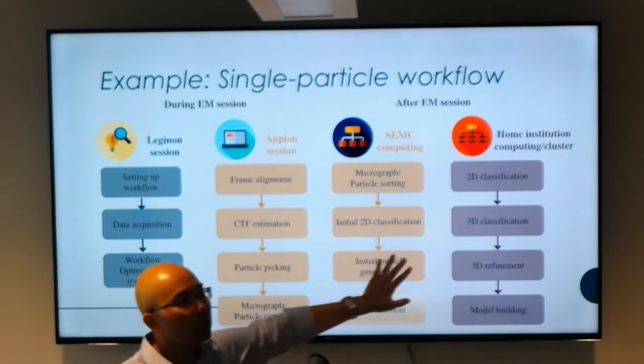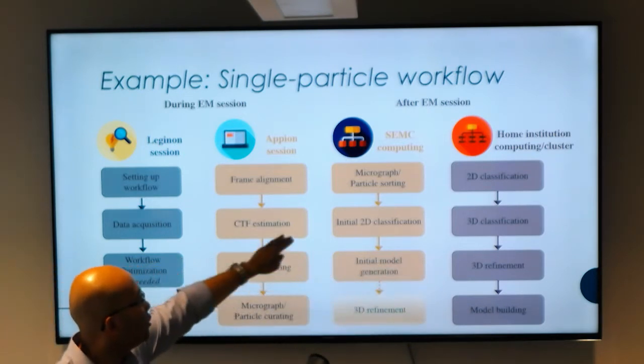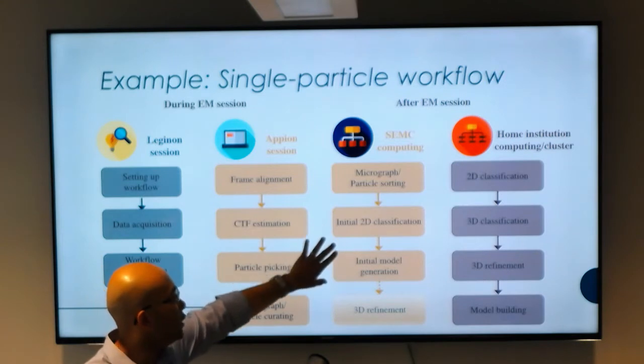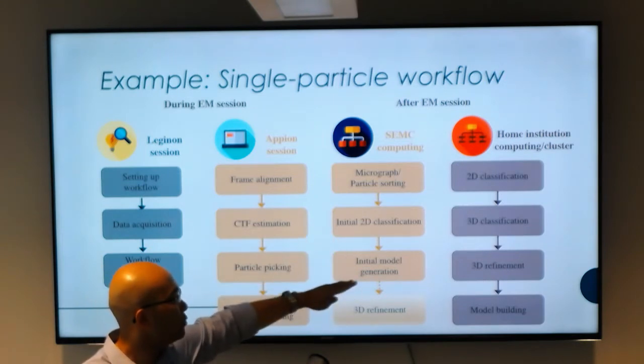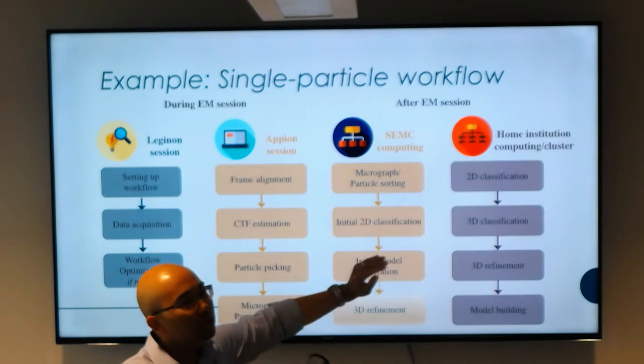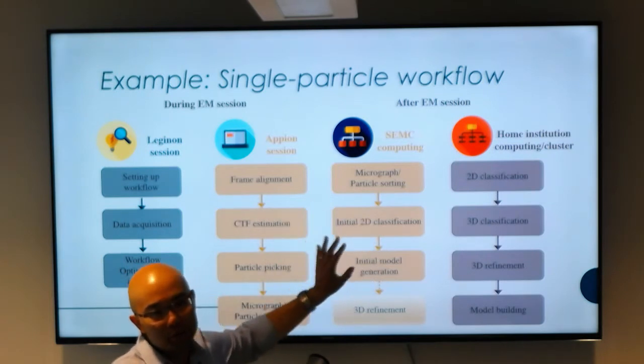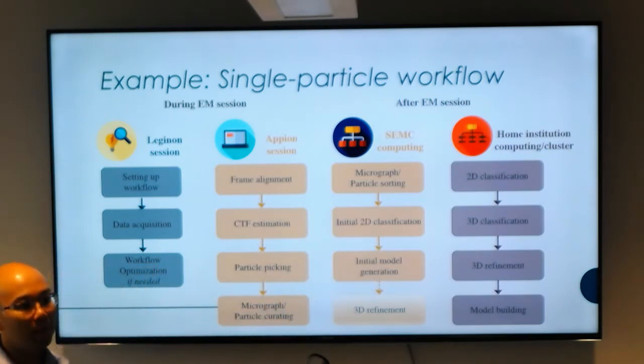Now we're moving more towards these two columns where you may have done initial 2D classification, perhaps have an initial model. The difference here is you're doing that for efficiency. You're doing it on the fly. It might be binned. It might be on a subset of data.